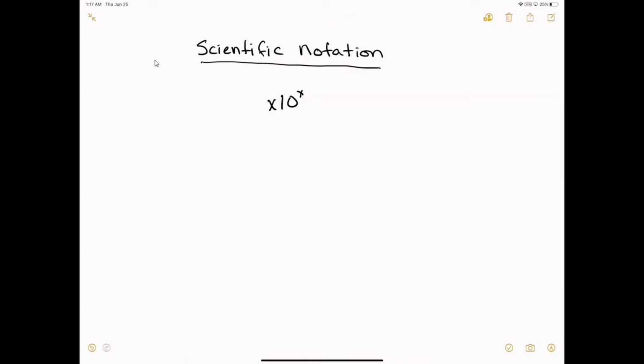So let's say I have the number 3,432. I want to put this in scientific notation. Well, the answer is 3.432 times 10 to the third. Now, you can do that really quickly once you get the hang of scientific notation, but I want you to notice a couple things about this number.